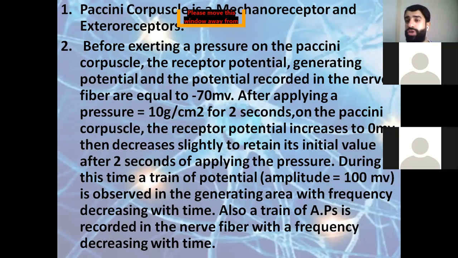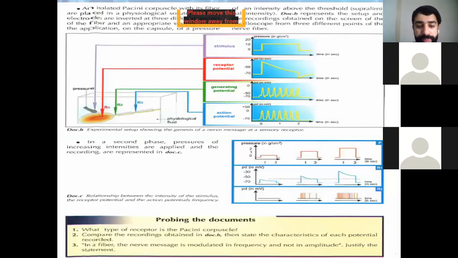So Pacini corpuscles are mechanoreceptors, and they respond to a stimulus from the external medium, the pressure. So they are classified also as exteroreceptors. So I classified the Pacini corpuscle according to their position and according to the stimulus. According to the stimulus, they are mechanoreceptors of pressure, and according to the position, they are exteroreceptors.